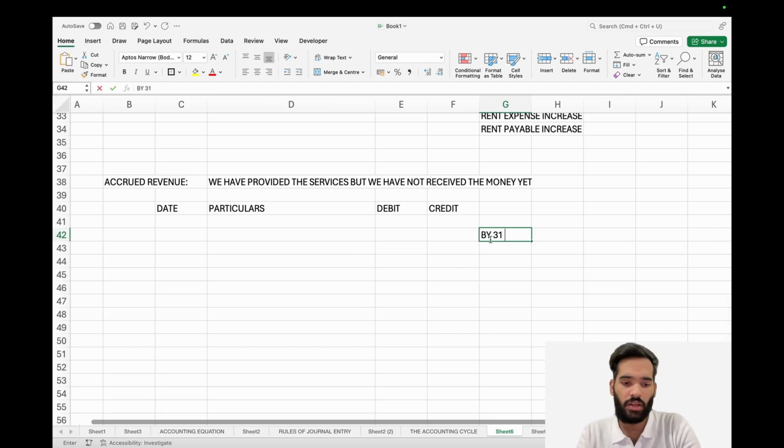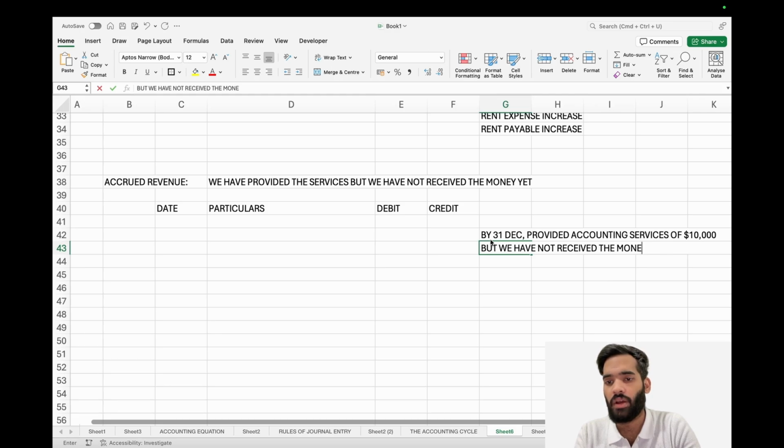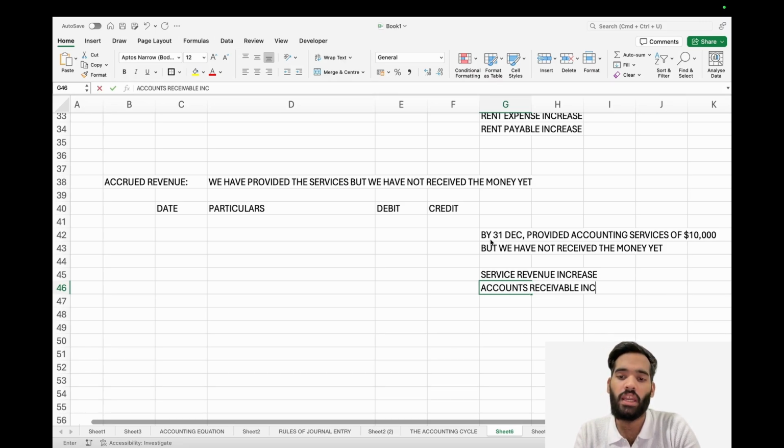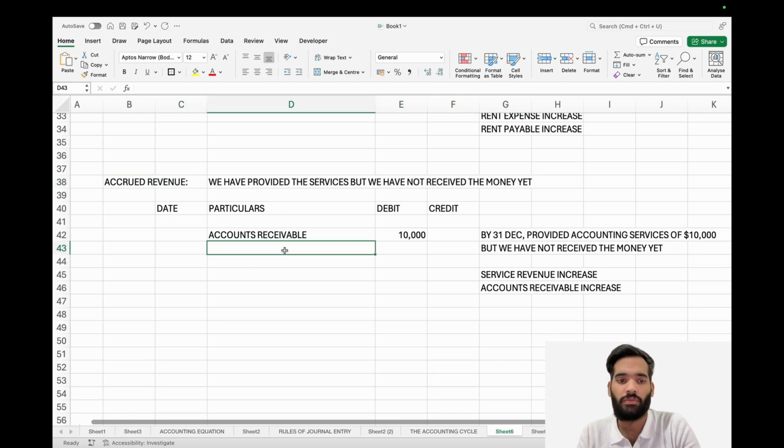So if I say by 31st December, let's say we provided accounting services of $10,000, but we have not received the money yet. This is something we have already done. Do you remember? We said, because we have done the work, our revenue will increase, service revenue will increase, and since I'm still owed the money, my accounts receivable will increase because I'm owed more money because of this transaction. So accounts receivable debit, service revenue credit, this is what we already covered in the past classes, but at least now we have a name to give this type of transaction, accrued revenue.